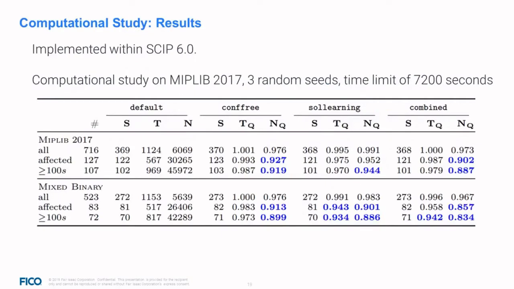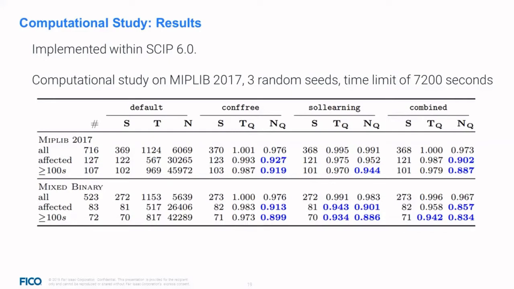We implemented both procedures within the constraint integer programming solver SCIP and conducted a computational study on the benchmark set of MIPLib 2017. We used 3 different random seeds to counter the effect of performance variability. In our computational study, we compare 4 different settings of the solver. Default, hence without any of the techniques, conf-free, for only applying conflict-free learning from inner nodes, and sol-learning for AP-based solution learning. Finally, we tested a fourth setting, where we applied both of them together.